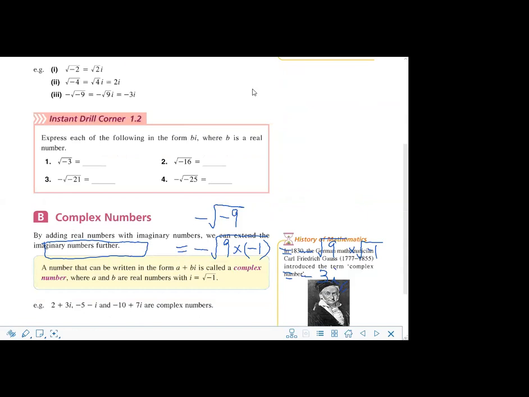Instant drill corner number 2. Okay? So please, again, you need to submit your answer to the MedApp web system. So, classwork time.